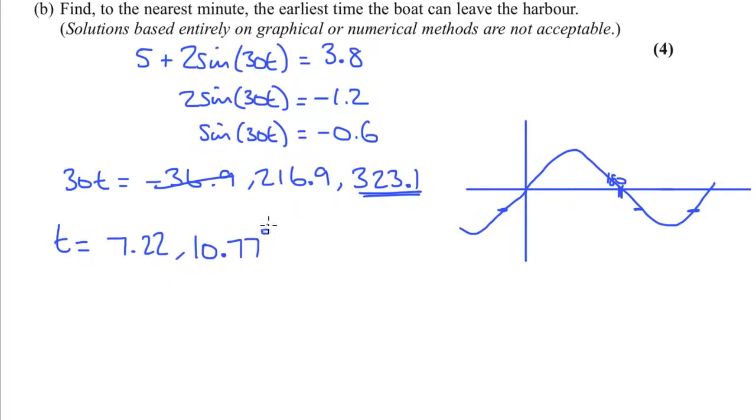So that's 10.77, not degrees, hours after midnight. It wants a time. Find to the nearest minute the earliest time. So I can't write 10.77 hours. I need to know what 0.77 of an hour is in minutes. So if I take off my 10 and times by 60, that gives me 46 minutes. So the time is 10:46 a.m. That's the time that they can leave the harbour.